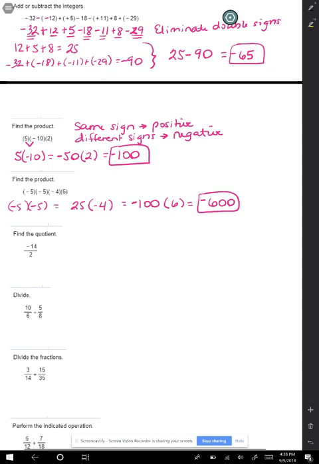The rules for quotients or dividing is the same. If the signs are the same, positive; signs are different, it's negative. So all this is negative 14 divided by 2. So 14 divided by 2 is 7, and signs are different. A negative divided by positive is a negative.